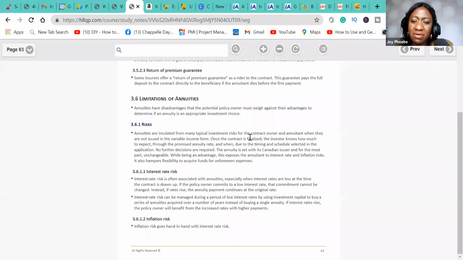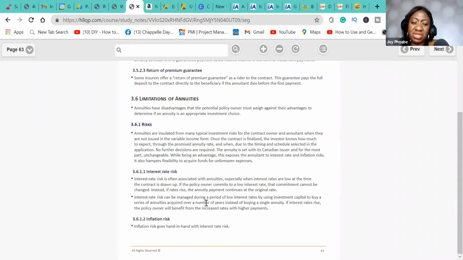Okay, and then for the contract owner and annuitants, when they are not issued in a variable income form, once the contract is finalized, the investor knows how much to expect, right? So you're not worried about what's going to happen based on the current situation. No, you will know what you're going to be getting and you get that.